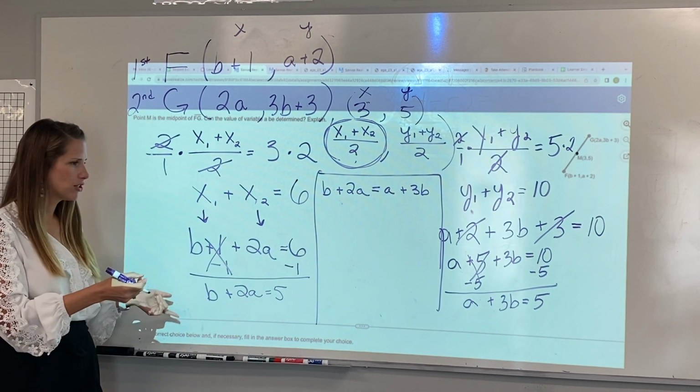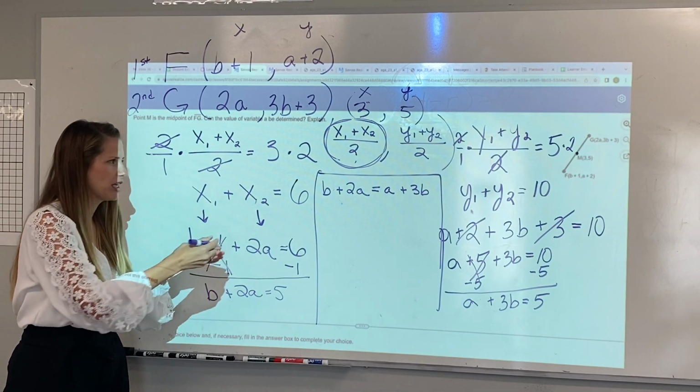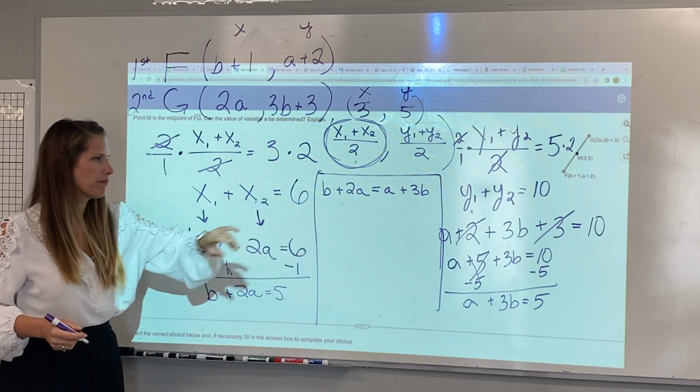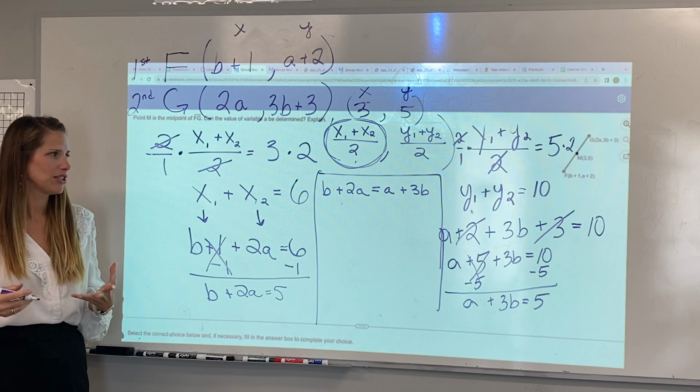So we just used substitution. We substituted because they both equal 5, they both equal each other. Now what can we do?